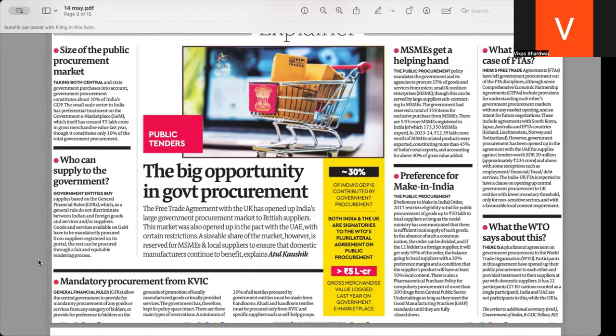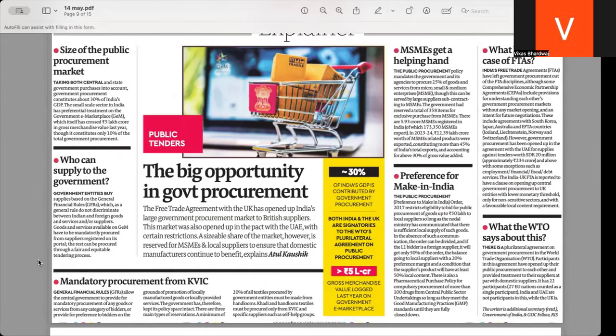If you say WTO, here what is written is that there is a plurilateral agreement on government procurement. In the WTO, participants in this agreement have opened up their public procurement to each other and provided treatment to their suppliers at par with domestic suppliers. So the UK is going to get benefit. The idea is that it is going to follow all the rules and all the channels, and that is how it is going to get benefit.